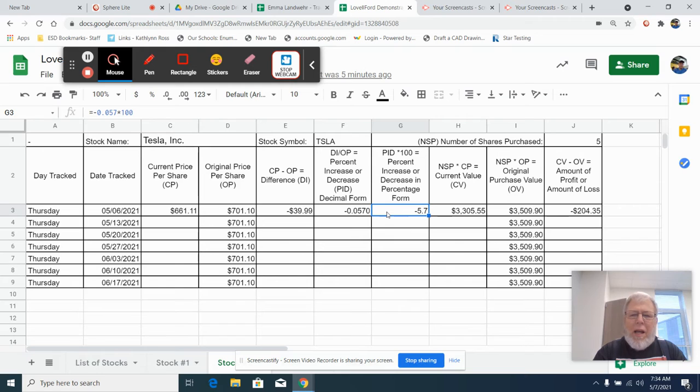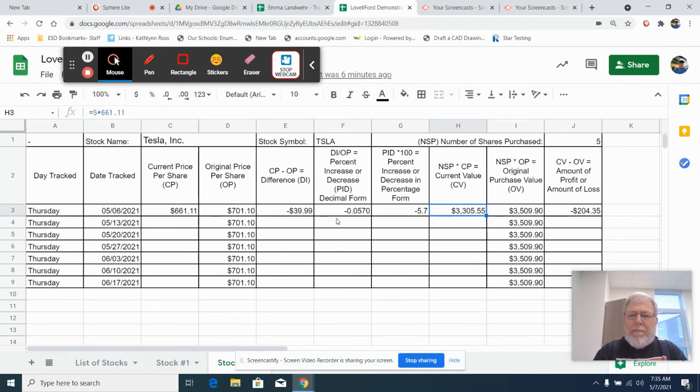Now we need to find out how much of our money we actually made a profit or if we made a loss. So you have to take the number of shares purchased, which is right up here, which is 5. Take the number of shares purchased and multiply it by the current price. So if you click on that cell, you see what I did was I took 5, which is right here, and multiplied it by the current price, which is $661.11.